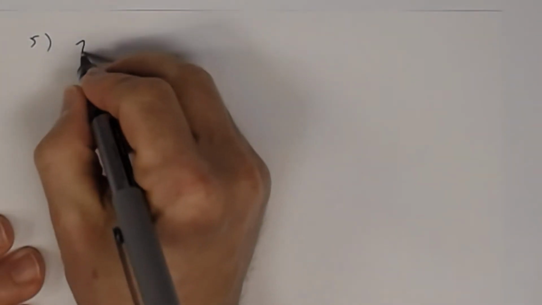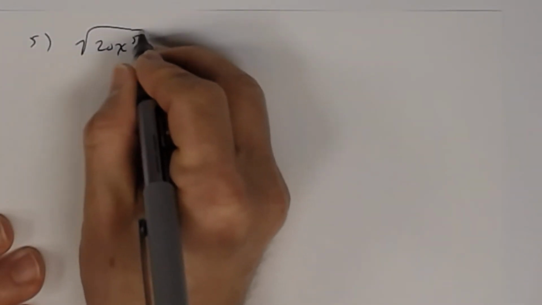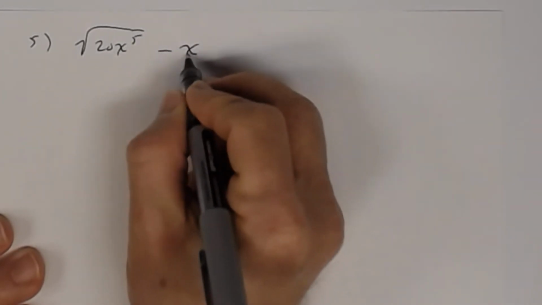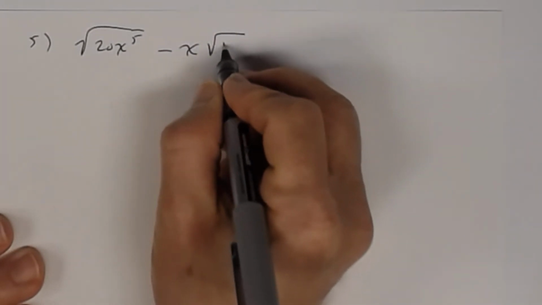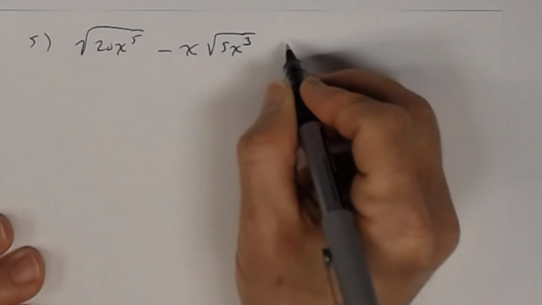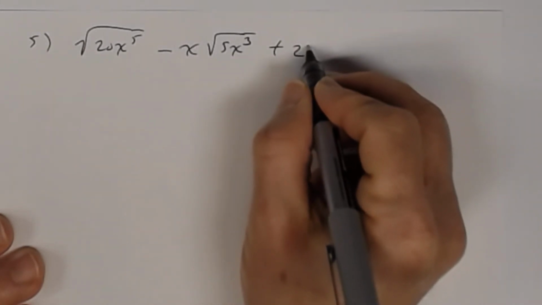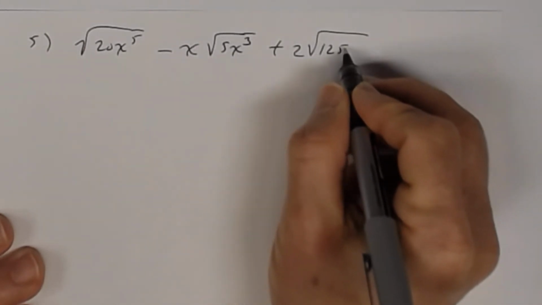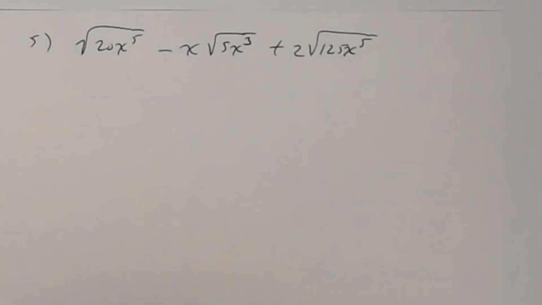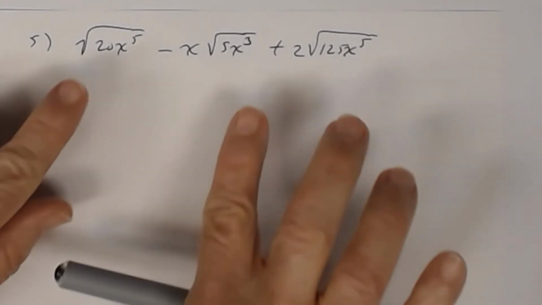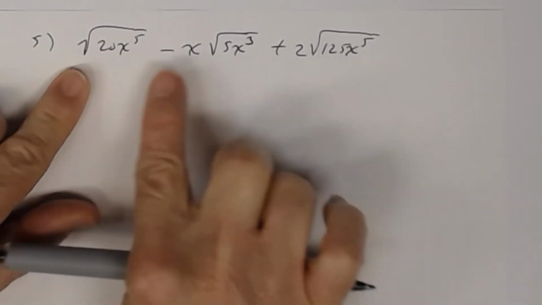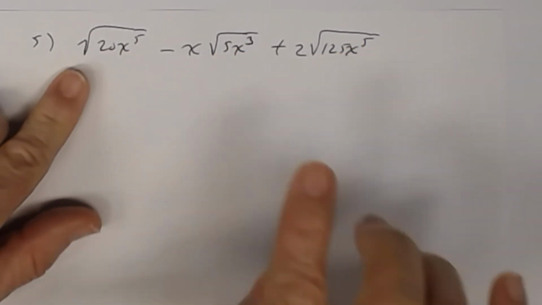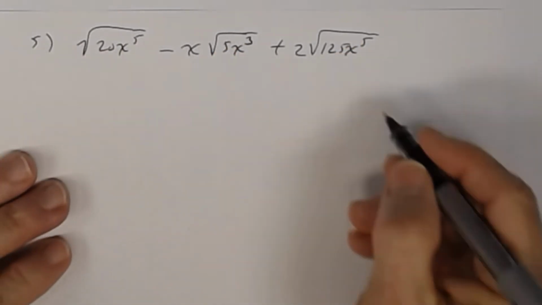Number 5, we have the square root of 20x to the 5th minus x times the square root of 5x to the 3rd plus 2 times the square root of 125x to the 5th. Okay, so again, I have 3 terms, but I've got to simplify each of those radicals that I see before I can combine anything. So let's do the first one.